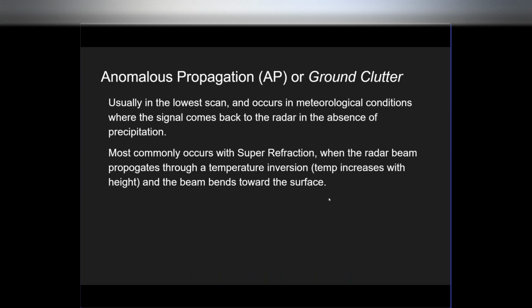Didn't grab an image of this, but we've all seen this, anomalous propagation or ground clutter. Usually with the lowest scan, it occurs in meteorological conditions where the signal comes back to the radar in the absence of precipitation. Most commonly it occurs with super refraction. This is when the radar beam hits a temperature inversion, so when temperatures increase with height, and then the beam bends back toward the surface. So we might pick up bugs or migrating birds.